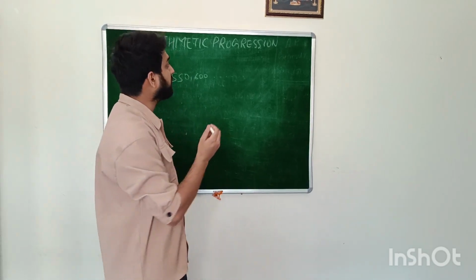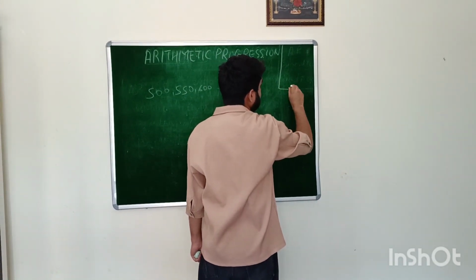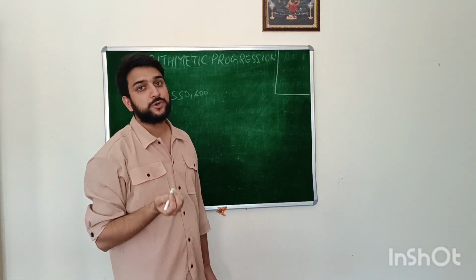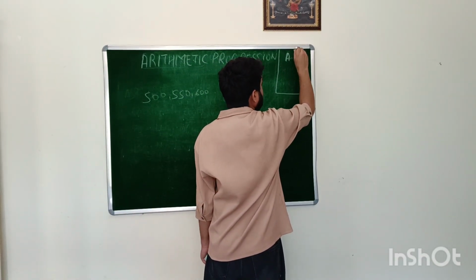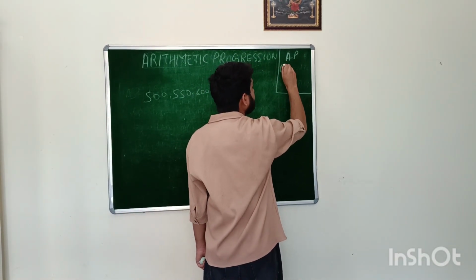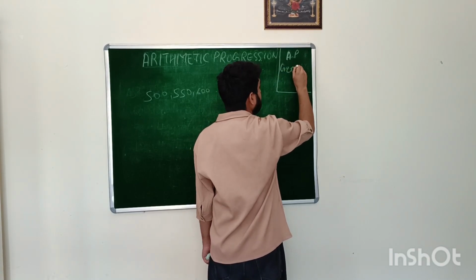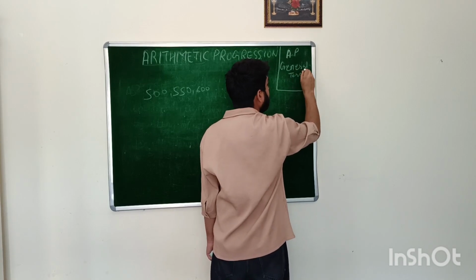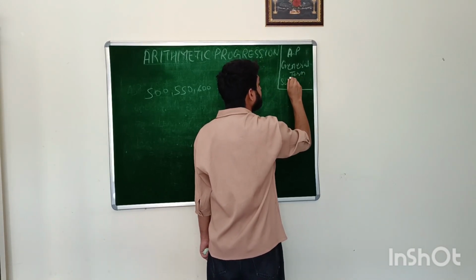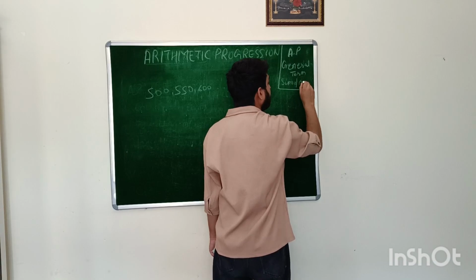So today we are going to learn about arithmetic progression, and we are going to denote arithmetic progression by AP. And next we are going to learn about the general term of AP and the sum of n terms of AP.